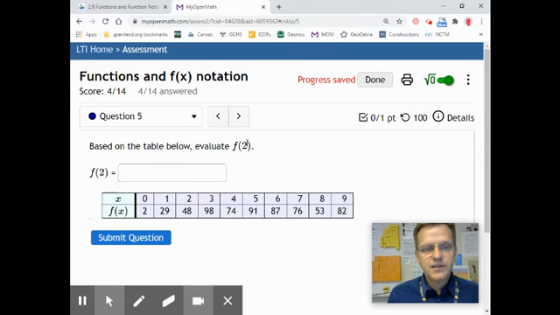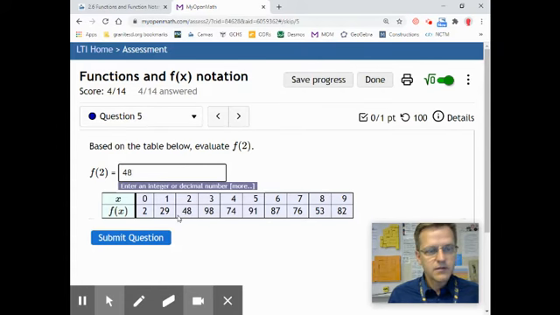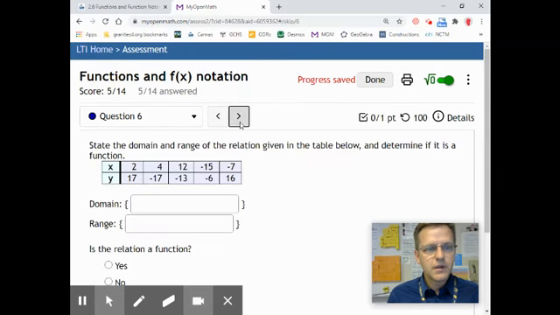Evaluate F at 2. Evaluate your function at button number 2. Well, you can see right there it's 48. Cool. Let's cruise along.